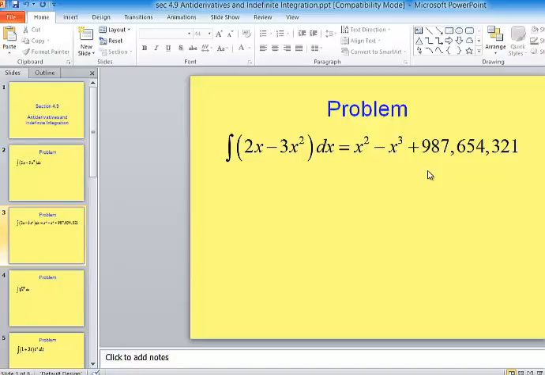The antiderivative is x squared minus x cubed plus 987,654,321. How do I check? I can check my answer by taking the derivative. Big number. So what's the derivative? It would be 2x minus 3x squared plus 0. Well, Mike says plus any number.